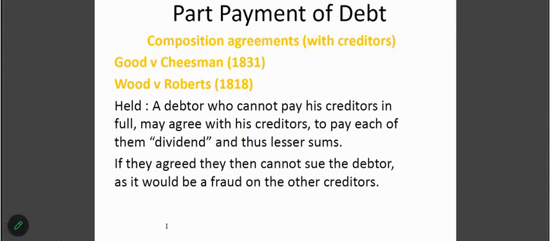Okay, composition agreement with creditors. A debtor who cannot pay his creditors in full may agree with his creditors to pay each of them a dividend, and thus a lesser sum. If they agree, they then cannot sue the debtor, as it would be a fraud on the other creditors. Okay? That means the debtor uses another way of paying, like dividend, shares, options. Once they agree and sign, they cannot ask for more than that. And that share or dividend paid to him will be calculated based on the creditor's sum of money.